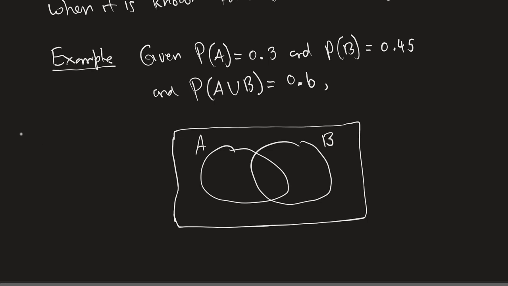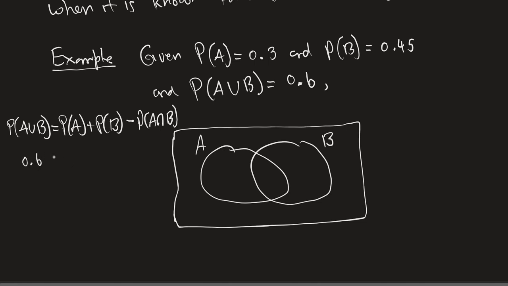So we can do this off to the side. We can use our general addition rule. The probability of the union is equal to the probability of A plus the probability of B minus the probability of the intersection, right? So let's plug in the three values that we know. We have a 0.6 there, and then we have a 0.3 there, and then plus a 0.45, and then the quantity that we don't know is the probability of the intersection.